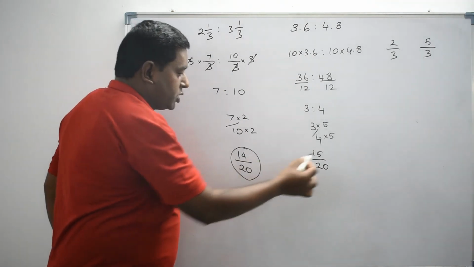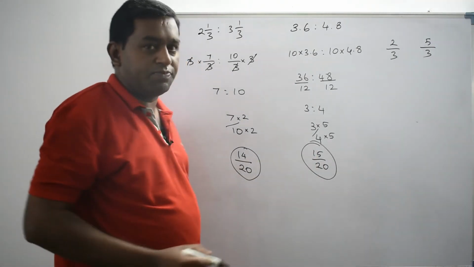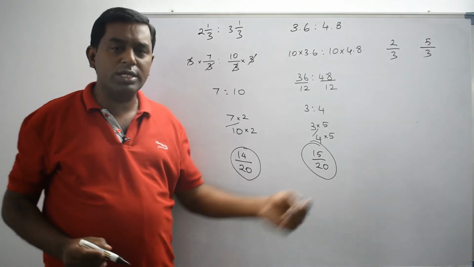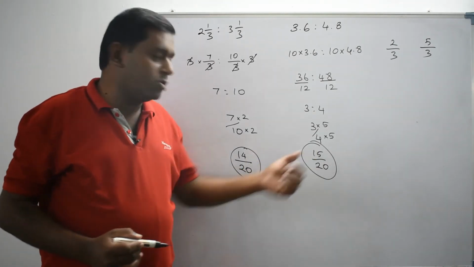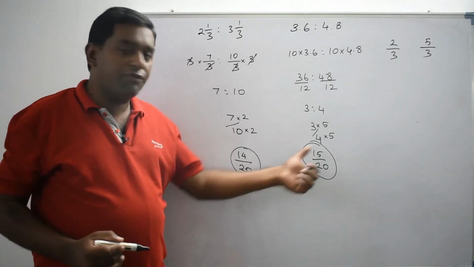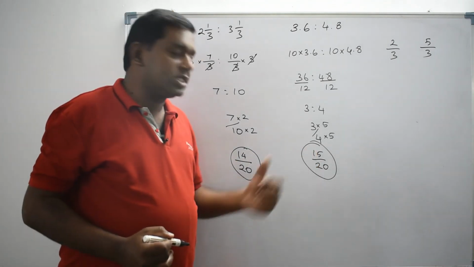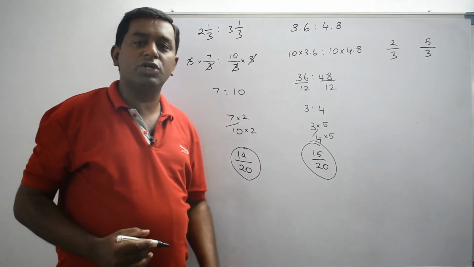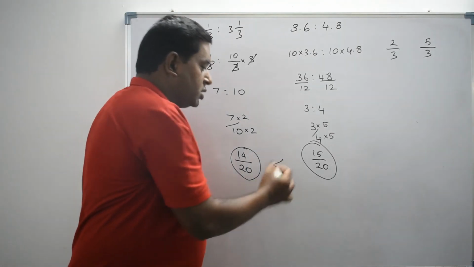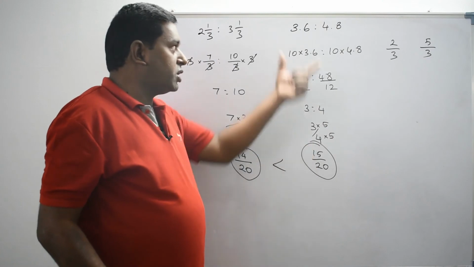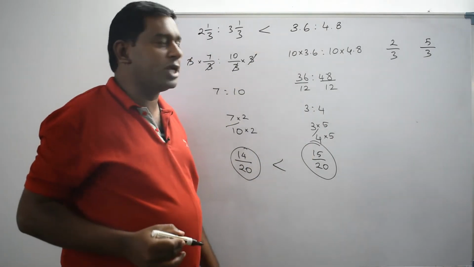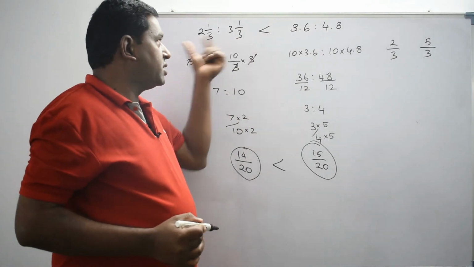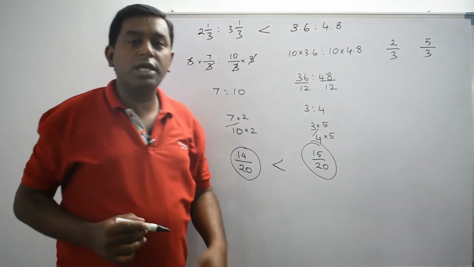Now in these two fractions, the denominator is the same, so they are equivalent like fractions. Because the denominator is the same, now you can compare the numerators. Here it is 14, here 15. So the numerator in the second fraction is greater than the numerator in the first fraction. So this is greater. We got 15/20 from the second ratio. So this ratio 3.6 is to 4.8 is greater than the first ratio 2 1/3 is to 3 1/3.